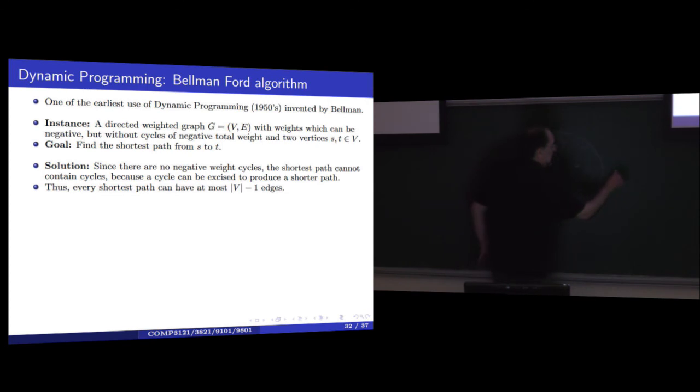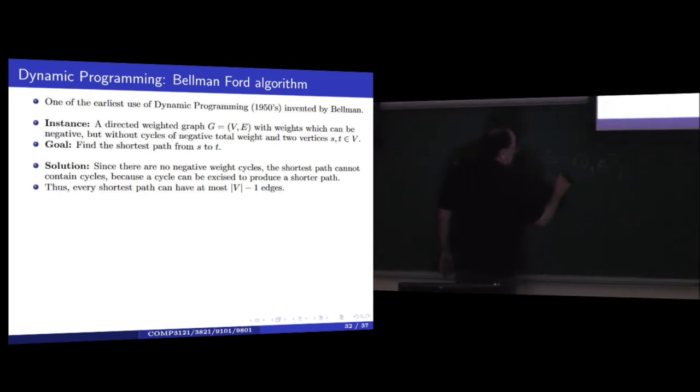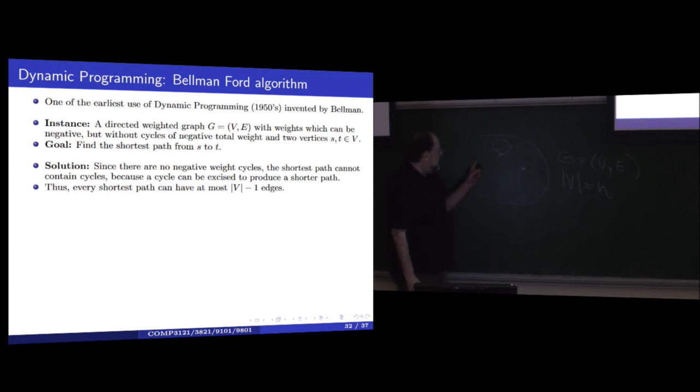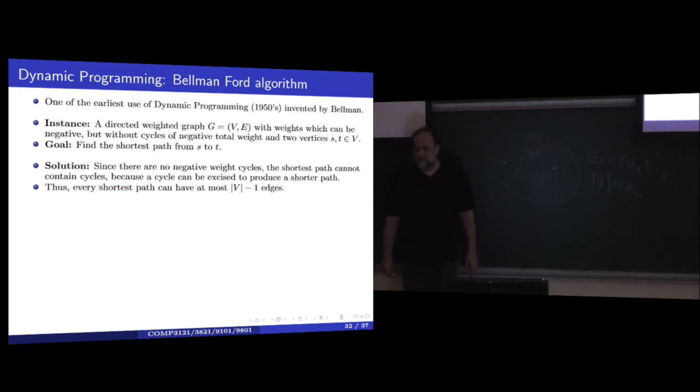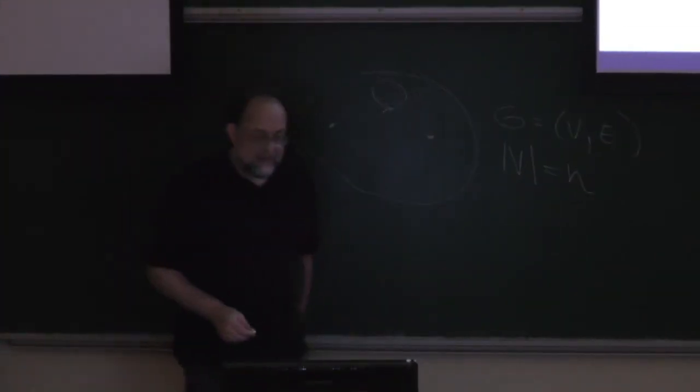But if the total graph G has n vertices, then how many edges can there be in a non-self-intersecting path? What's the largest number of edges that can be involved? If you have n vertices, what is the longest path in terms of number of edges? Don't forget about weights. What's the longest path that involves no loops? How long can it be at most? N minus one, of course, right? So the total length is n minus one.